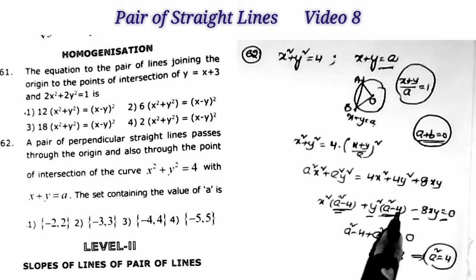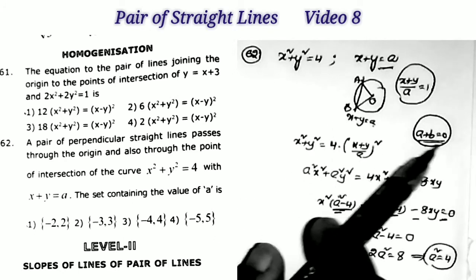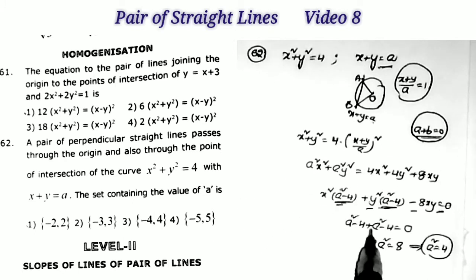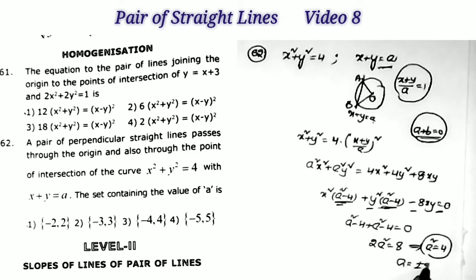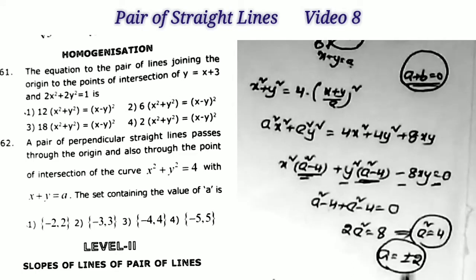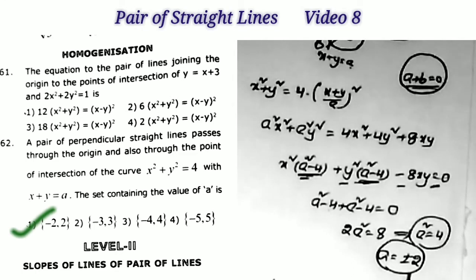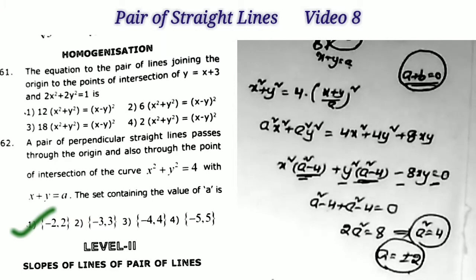Now what is the condition? If the lines are perpendicular, it means A plus B is equal to 0. That is, coefficient of x square (a square minus 4) plus coefficient of y square (a square minus 4) is equal to 0. 2a square is equal to 8, a square is equal to 4. Then the values of a are plus or minus 2. Okay. So the values of a are plus or minus 2, and that is the first option. So up to here level 1 is completed. Now I start level 2 from pair of straight lines.